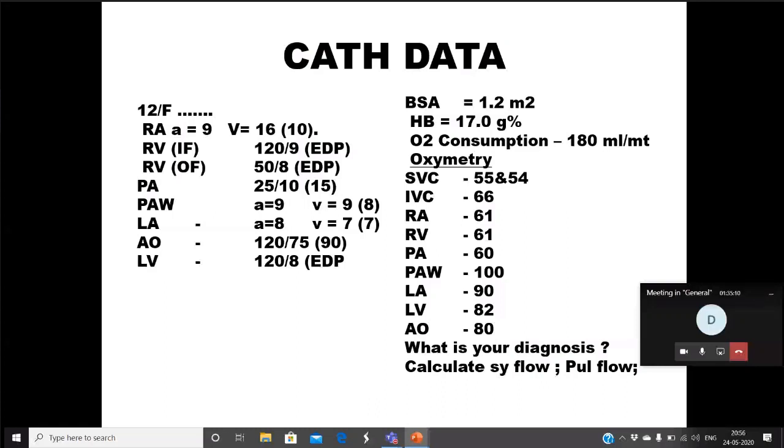Go for the simple one. There is an outflow obstruction both at the level of the infundibulum as well as at the pulmonary valve level. When both levels are involved, you should always first go for tetralogy of Fallot. So here you have to suspect tetralogy of Fallot, and then you should look at the oxygen data to see whether it supports. Okay, right? Yes, sir.